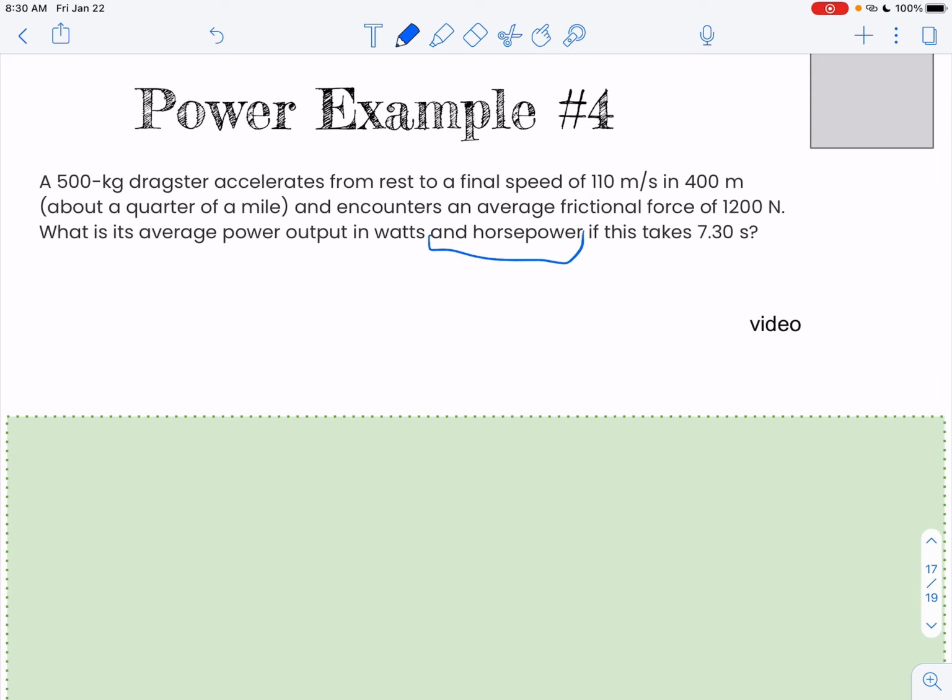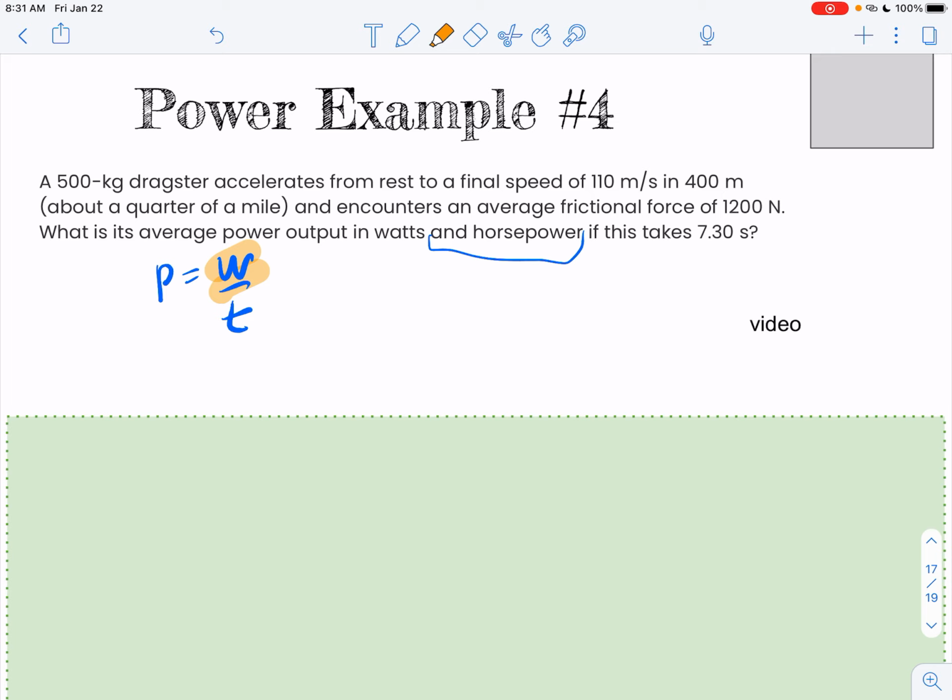I don't care about that so much, but that's fine, if it takes 7.30 seconds. All right, so we're looking for average power output, so we know we're looking for work divided by time. Work, we need to find somehow. It kind of tells us the friction, but it's asking for, let me look at this real quick.